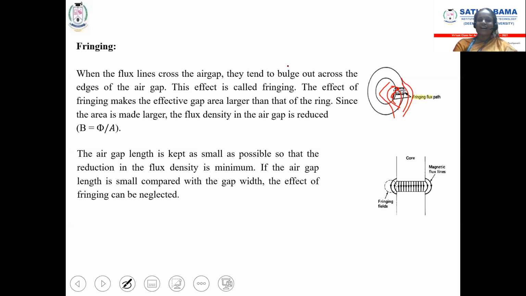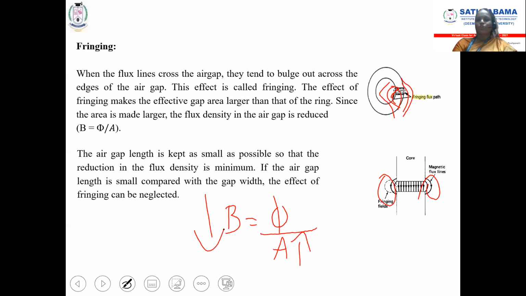Fringing, what is fringing now? When the flux passes through the air gap, it will bulge out across the edges of the air gap. This effect is called fringing. So what happened due to the fringing? You just see, I have drawn the fringing fields. The area of the air gap increases. We all know the flux density formula, B equal to phi by A. So the area of the air gap increases now. What happened? My flux density is reduced. So that is the disadvantage of the fringing effect.